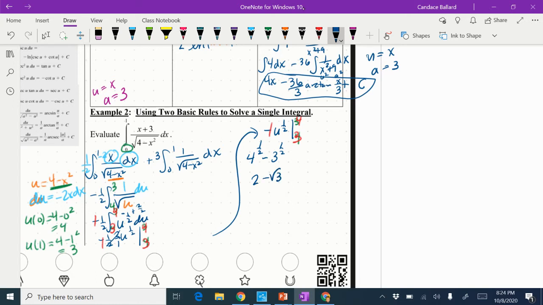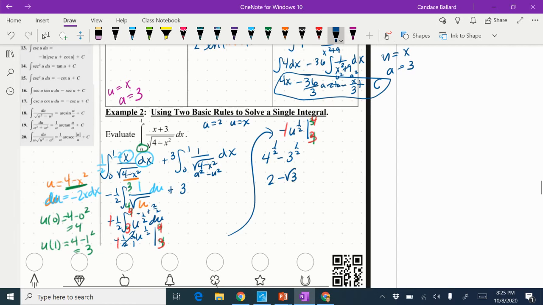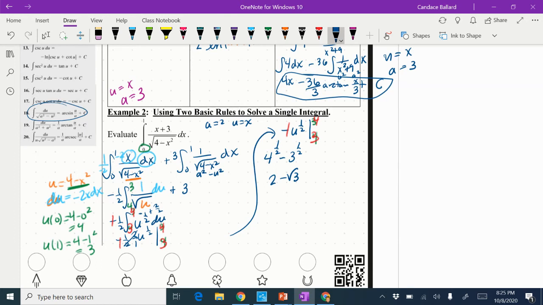Now I have to do the integration of this piece here. This definitely looks like a squared minus u squared, where your a is equal to 2 and your u is equal to x. So we've got 3. This is an arcsine, right? It fits this formula right here. There's no 1 over a out front, so it's just 3 arcsine of u, which is the x, over a, which is the 2. And then we're going to go from 0 to 1.